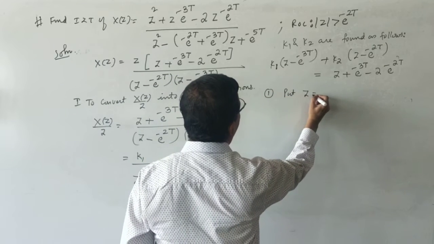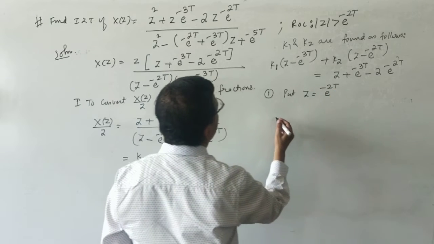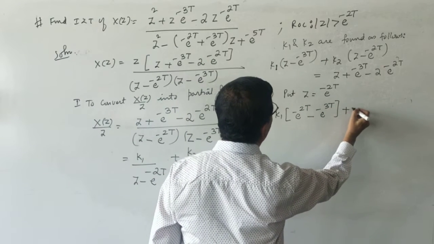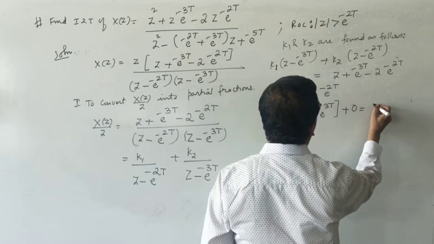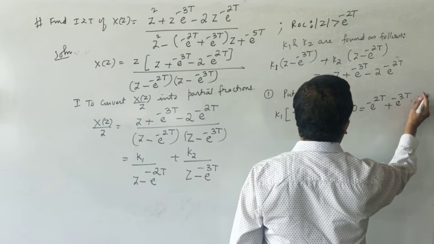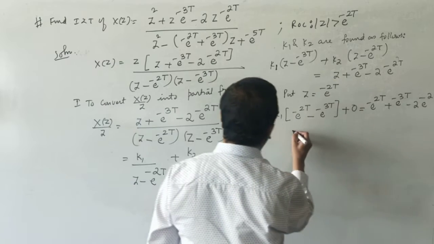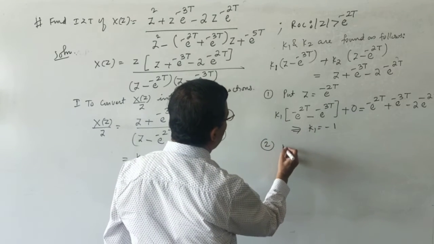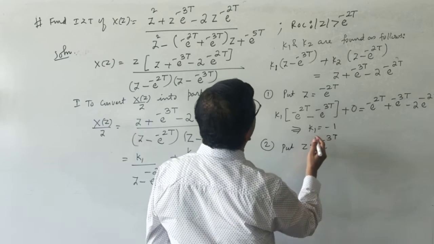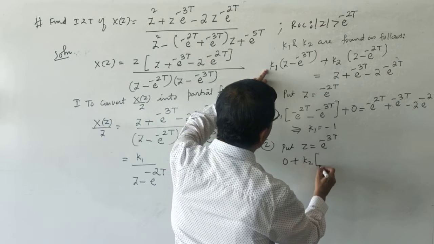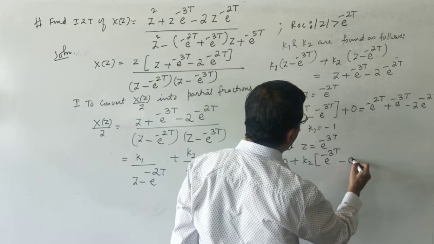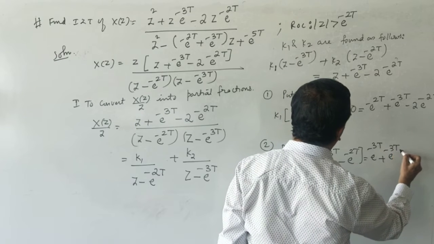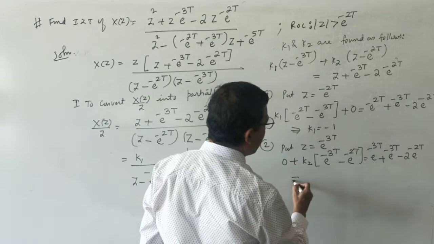Put z = e^(-2T). Then K1(e^(-2T) - e^(-3T)) + 0 = e^(-2T) + e^(-3T) - 2e^(-2T). Solving, you get K1 = -1. Second, I put z = e^(-3T). This becomes 0 + K2(e^(-3T) - e^(-2T)) = e^(-3T) + e^(-3T) - 2e^(-2T). Solving, you get K2 = 2.